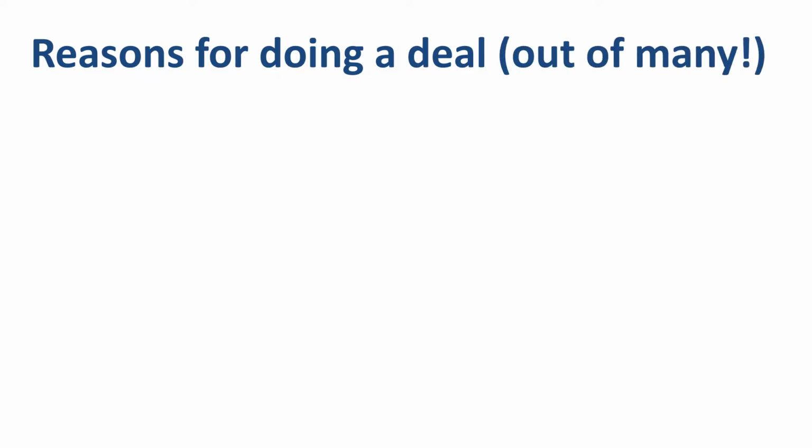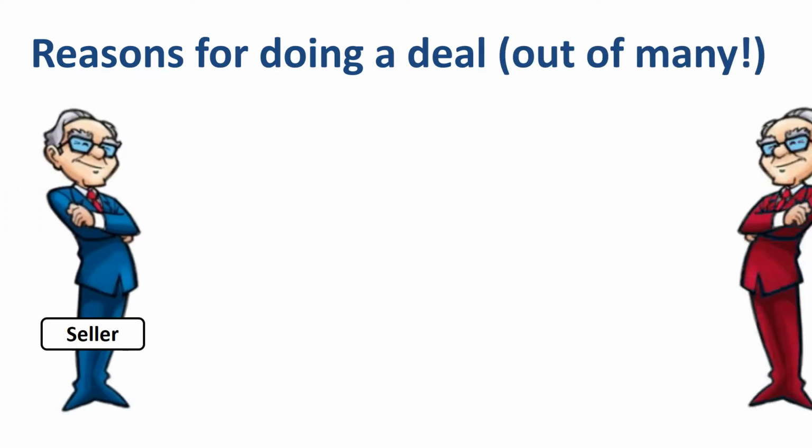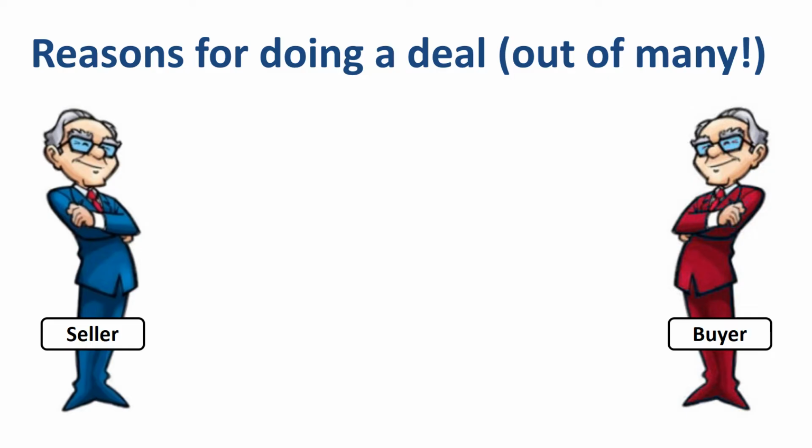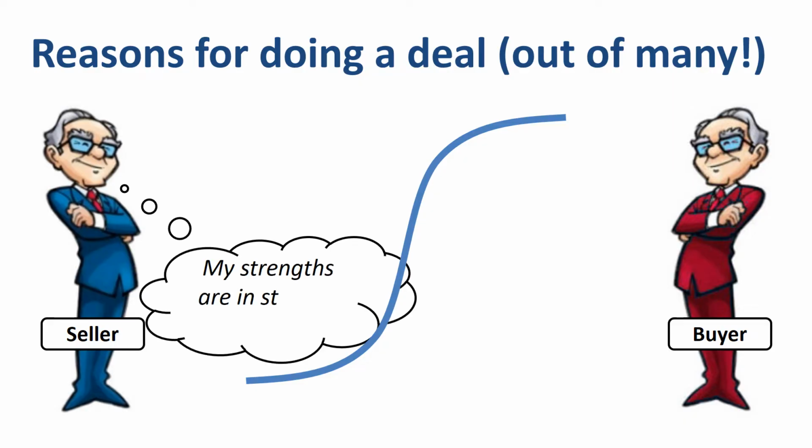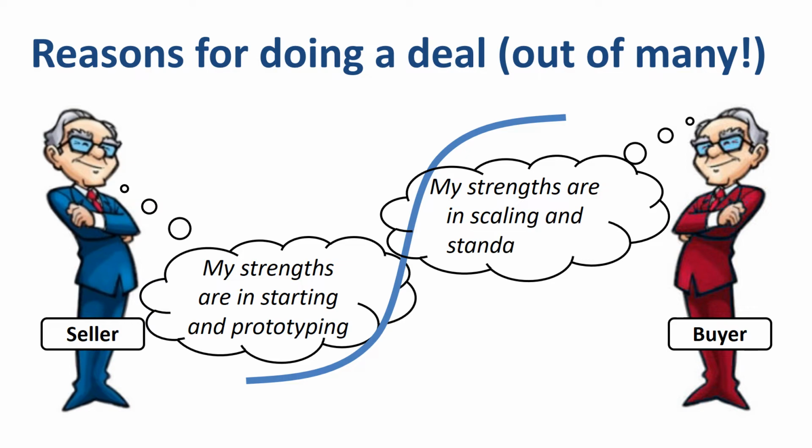There are many different reasons to do an M&A deal. One of the reasons that is very common for technology businesses, from biotech to software, is based on the strengths of the company leadership or the business as a whole. The seller might be great in the early stages of the lifecycle of a business, startup and prototyping, but lacking the skills to grow and harvest. The buyer might lack the skills for the early stages, but have strength in the area of scaling up, commercial rollout and standardization. A deal that benefits both buyer and seller.